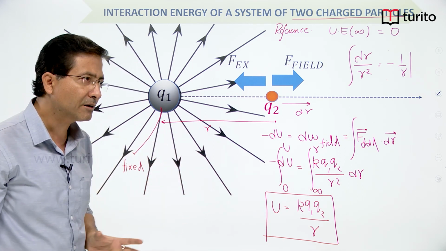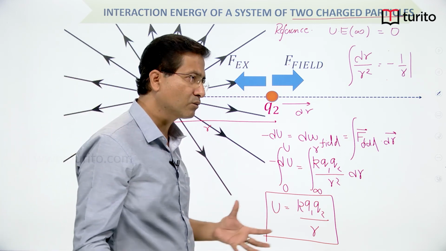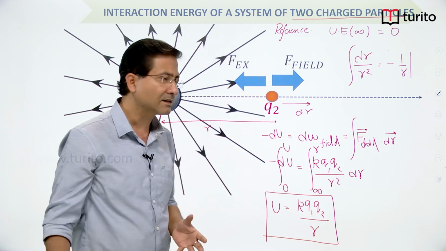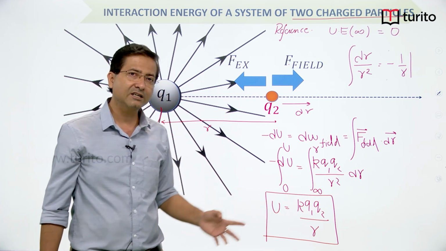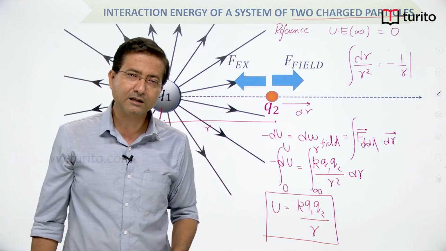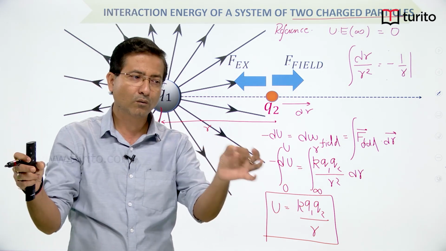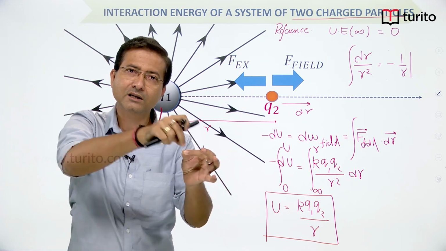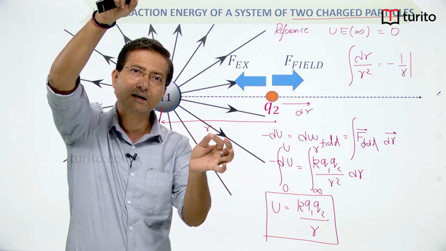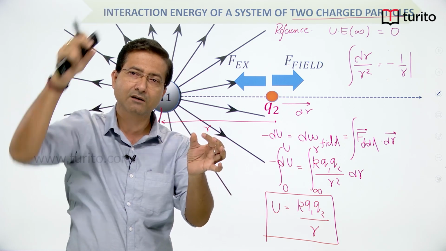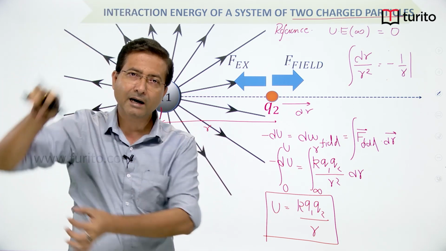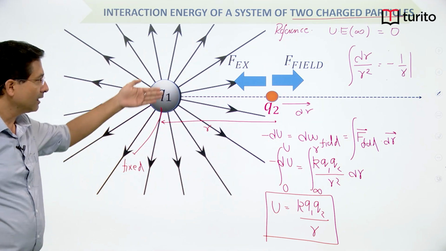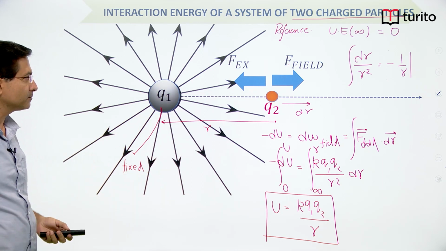Even if there are multiple charges in the system, for example 3 charges, 4 charges or 5 charges, in all these cases you can use the combination of 2 charges and use this formula. Energy is a scalar quantity, so you can directly add. For example, if there are 3 charges in the system, 1, 2, 3, there is one combination here, another combination here, and another here. Writing the potential energy associated with each interaction and adding them, you will get the total potential energy associated with the system. I hope this formula is clear.